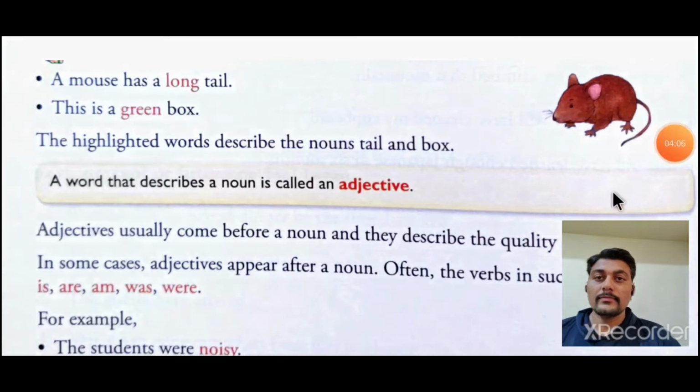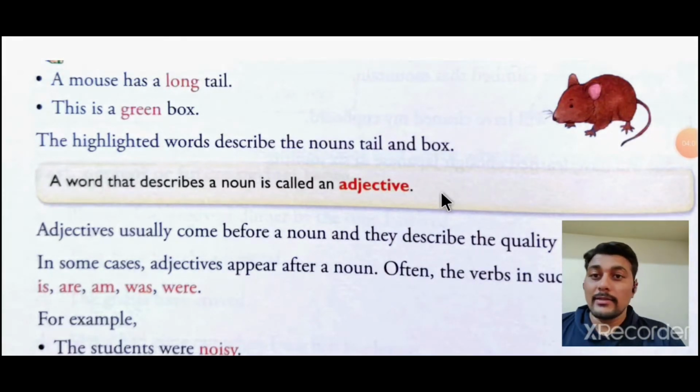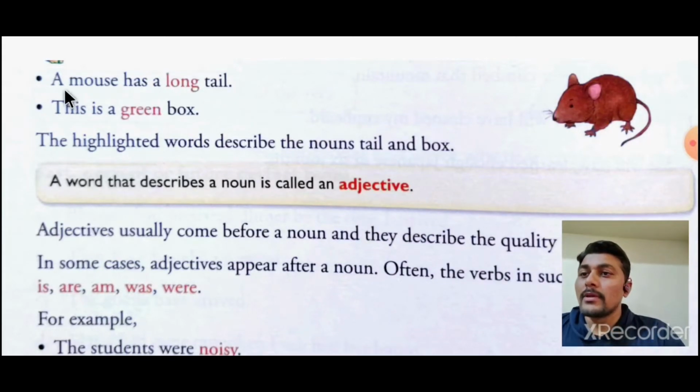Yes students, let's understand adjectives with a few examples. A mouse has a long tail. This is a green box. Here the words long and green are written in red color. The highlighted words describe the nouns tail and box.